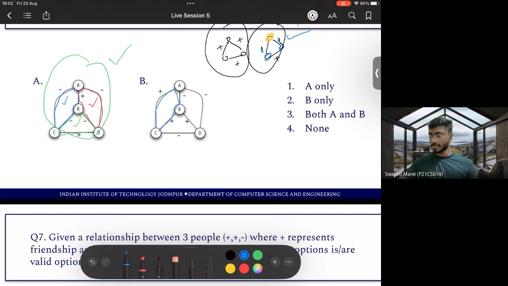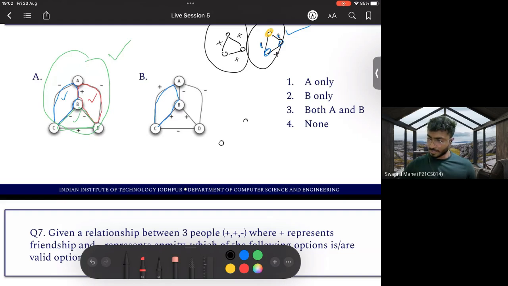So this triangle, you can see there are two positive edges and one negative edge. So this is not possible, right? I already gave one example, and I will repeat that example here. Let's take one uncle and one aunt, right? Some students have joined late, so I will explain it again.